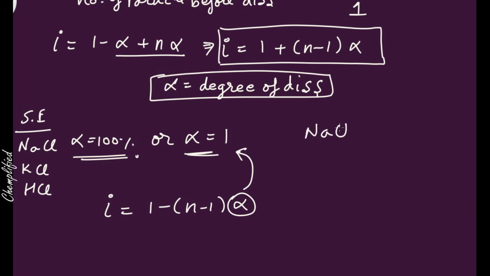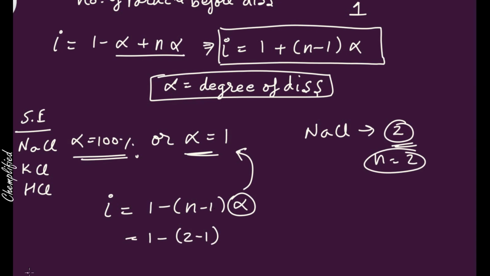Consider the example NaCl. For NaCl, after dissociation, the number of ions will be 2, so n is equal to 2. Substitute all these values. You will get 1 minus 2 minus 1. Final answer for i is equal to, wait a second. Yes, in this place plus will be there because in our main formula we have written plus. I changed the sign by mistake. So the final value will be 1 plus 1 is equal to 2. So for NaCl, the value will be equal to 2. For KCl and HCl also the value will be equal to 2.